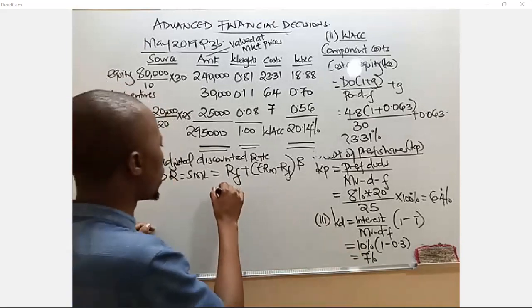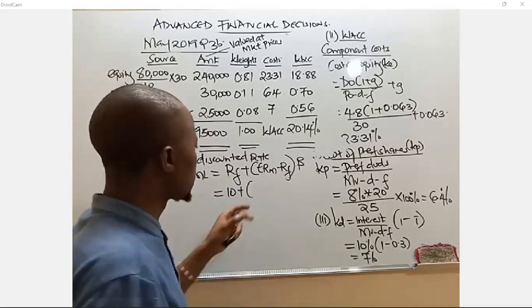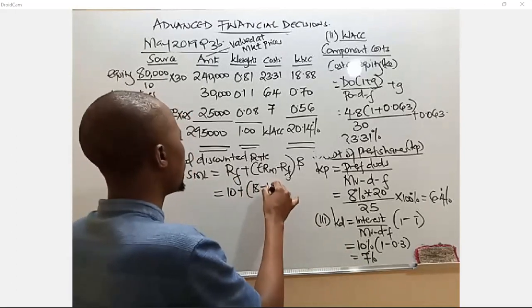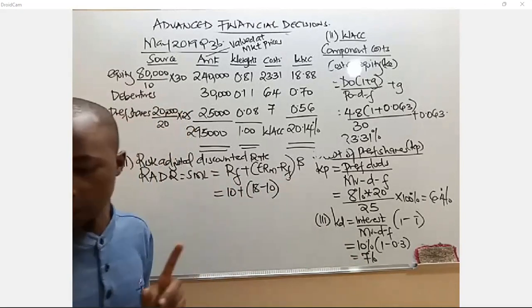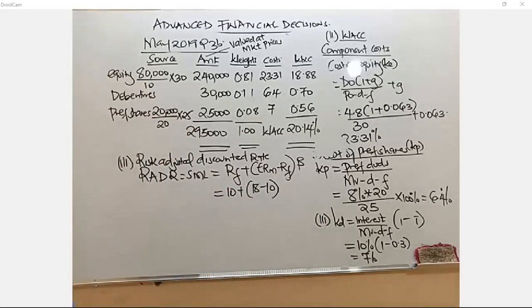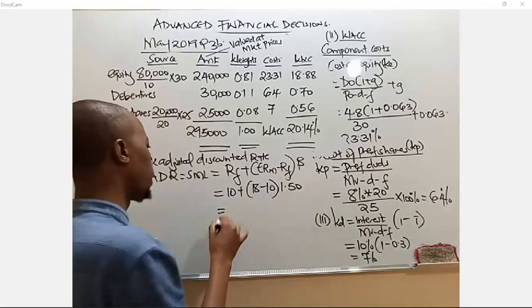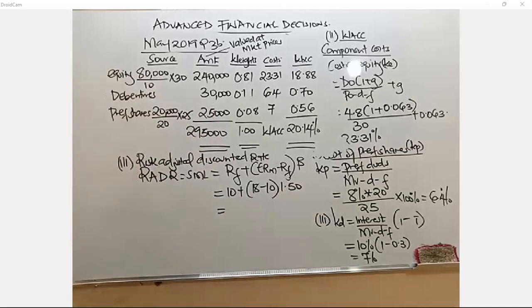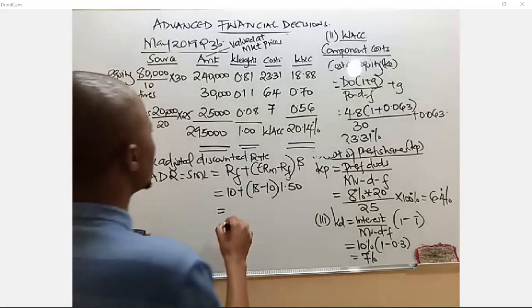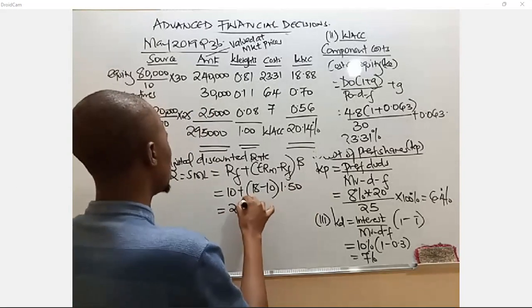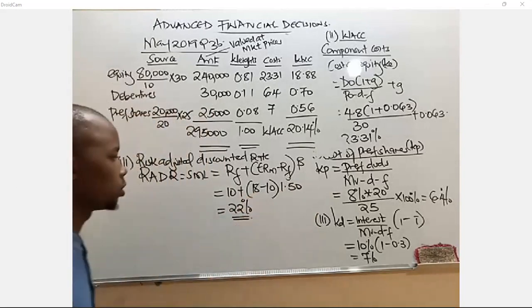So in this case, for ours we use 10 plus the expected return of the market, we are given 18, minus 10, then you multiply by the beta coefficient provided in note number 6, 1.5. How much is this? Use your calculator. 8 times 1.5 plus 10, getting how much? We are getting something closer to 22%.